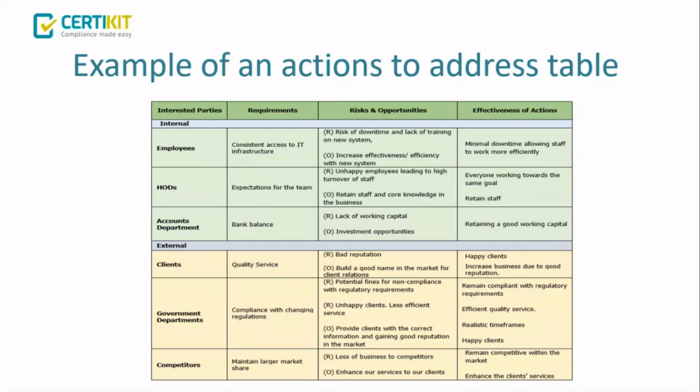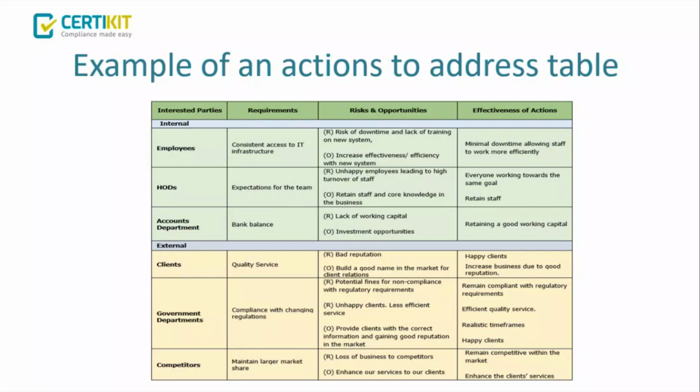The third column is identifying the risk associated with how we're going to meet their requirements. So one of the risks of not meeting the requirement of constant IT is risk of downtime and lack of training on the new system. One of the opportunities, if we do meet that requirement, is increased effectiveness and efficiency with the new system. So you would look for a risk and an opportunity. And like I said, there's always risks, not always an opportunity, but you've got to try looking at both ways.